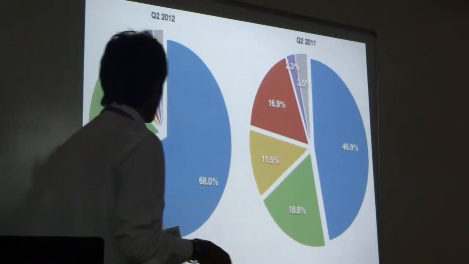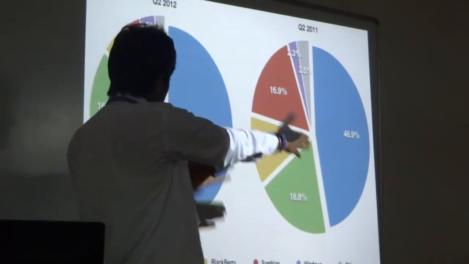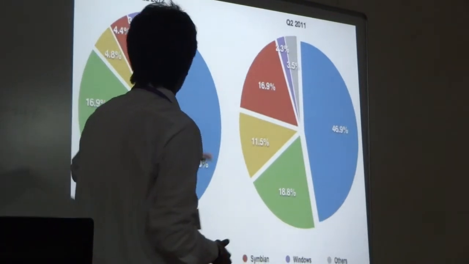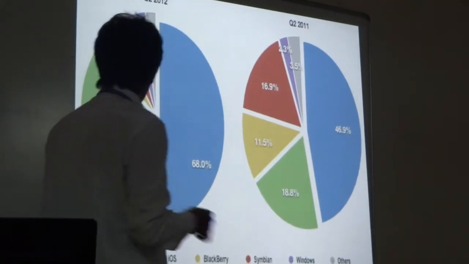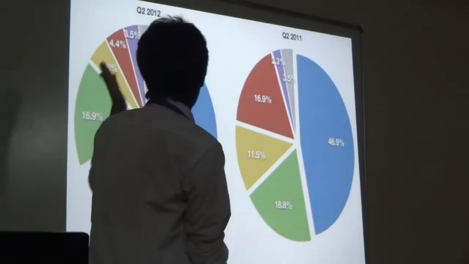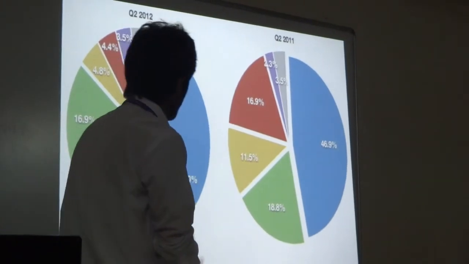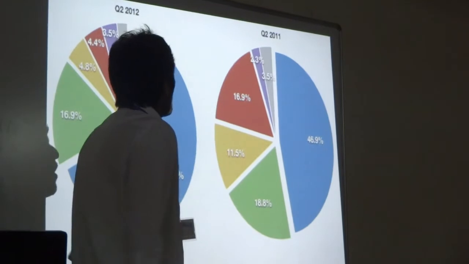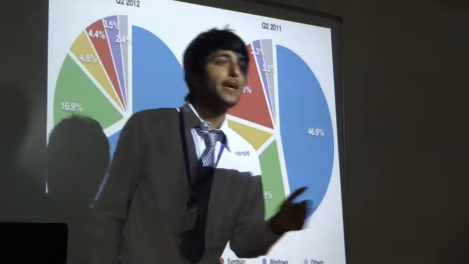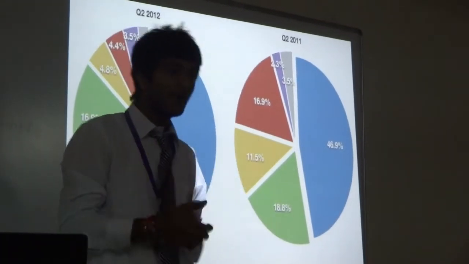The 2012 chart shows Android at 68%. You can see a wide difference between the 2011 chart and the 2012 chart. Comparatively, the usage of Android has increased a lot. iOS, iPhone operating system, has gone to 16.9, BlackBerry BBM 4.8, Symbian phones 4.4, and Windows Phone 3.5. Others not classified 2.4.